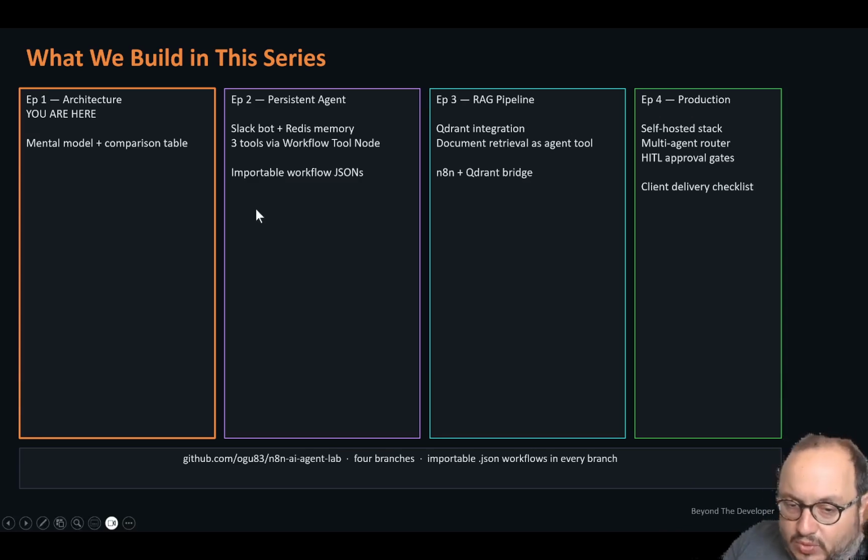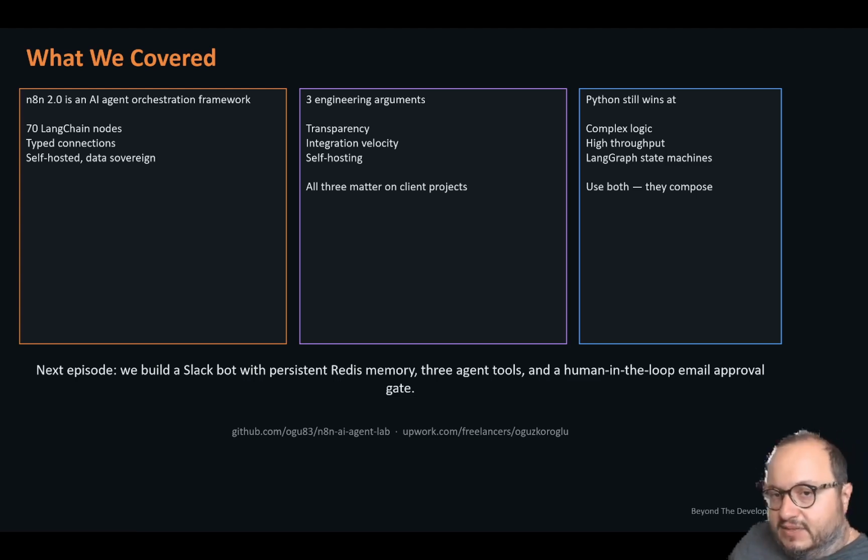That is episode 1. 3 engineering arguments for n8n. Transparency: every reasoning step auditable. Integration velocity: 1,500 connectors as agent tools out of the box. And self-hosting: client data sovereignty, and economics that scale. Then Python means complex custom logic, performance critical inference, LangGraph state machines. Use both. They compose cleanly.